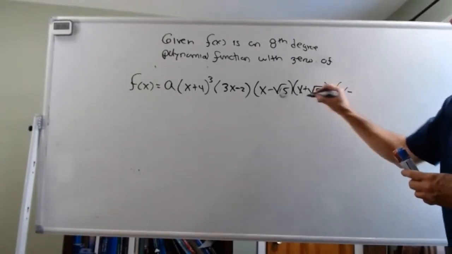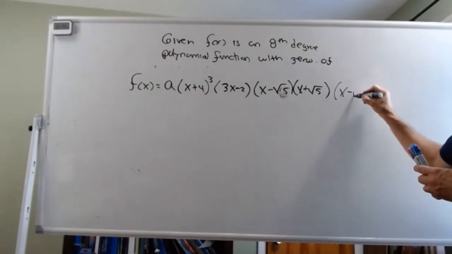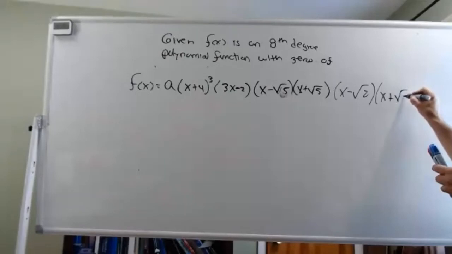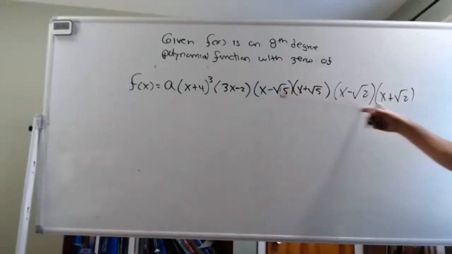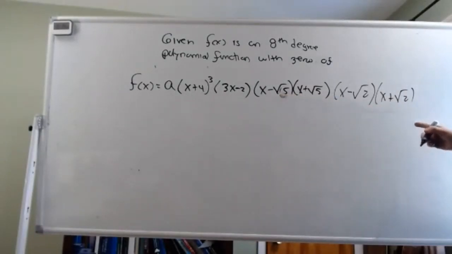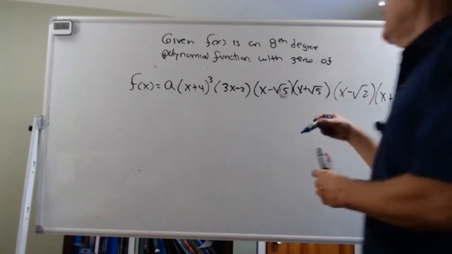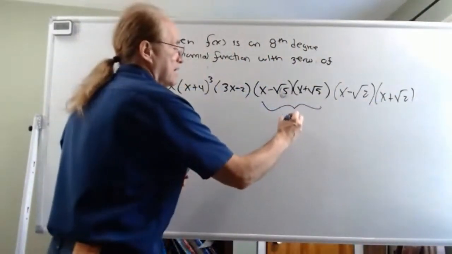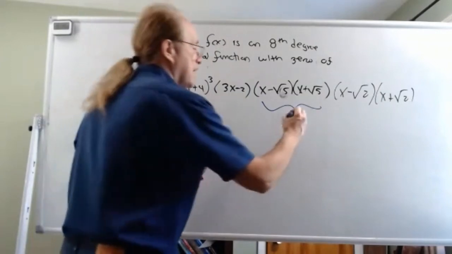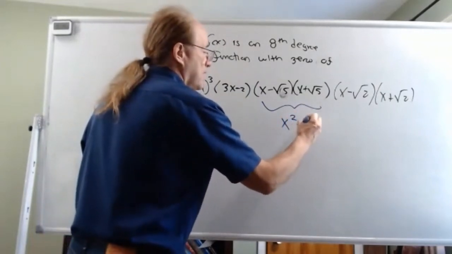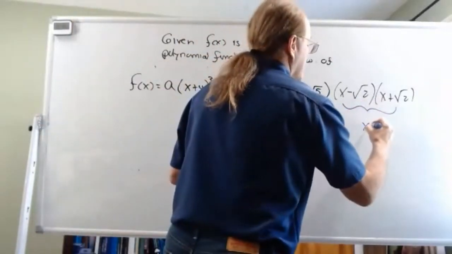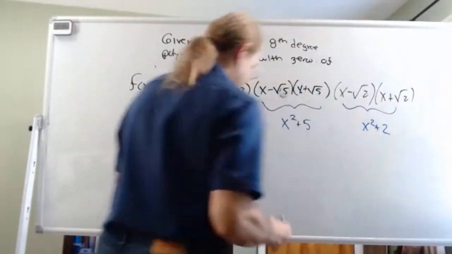Okay. x minus the square root of 2, and x plus the square root of 2. Typically, we don't like to write these as well. So what do we do? We multiply these out. When I multiply that out, that gives me an irreducible quadratic of x squared plus 5. This will give me an irreducible quadratic of x squared plus 2.